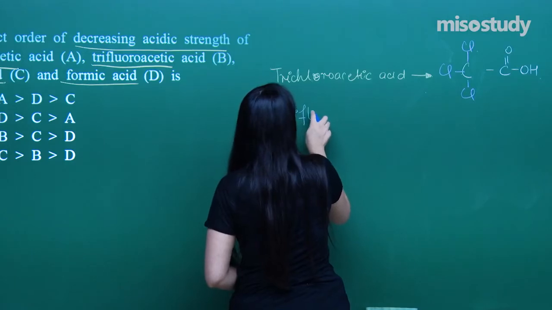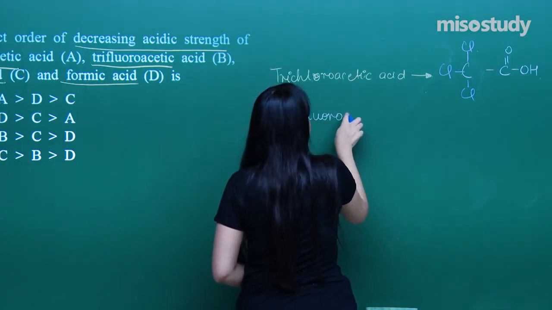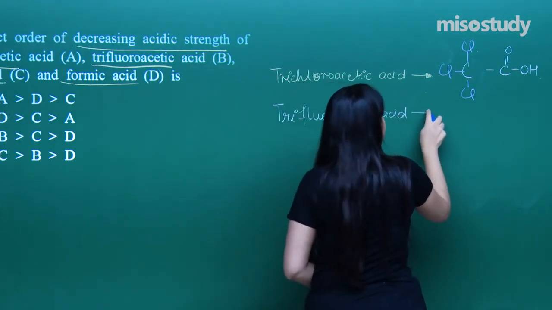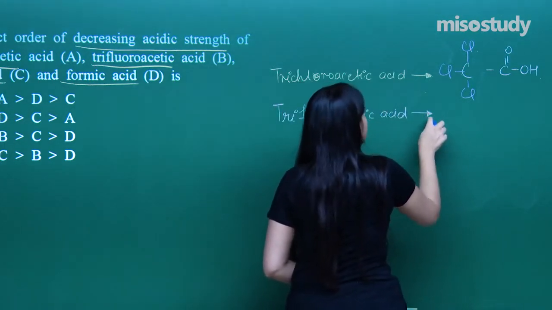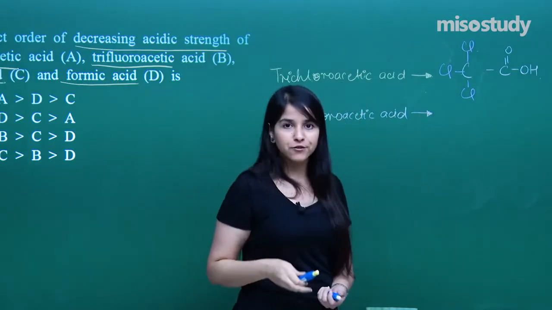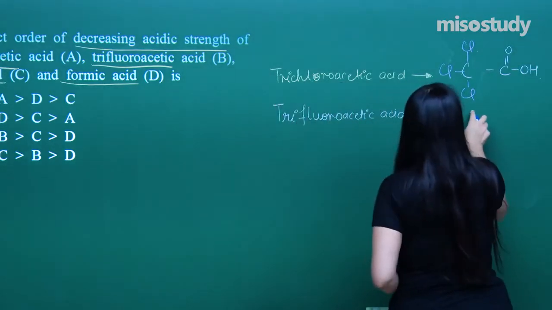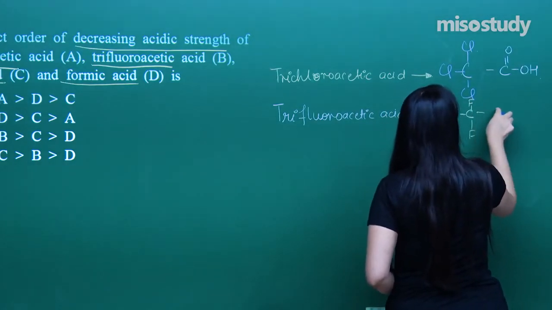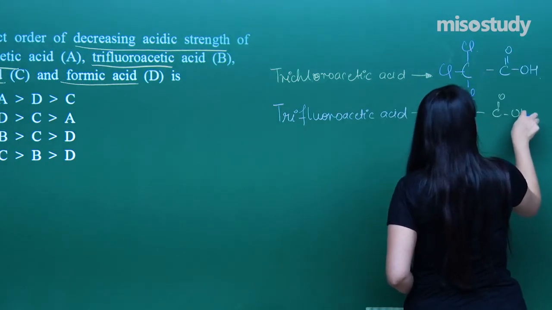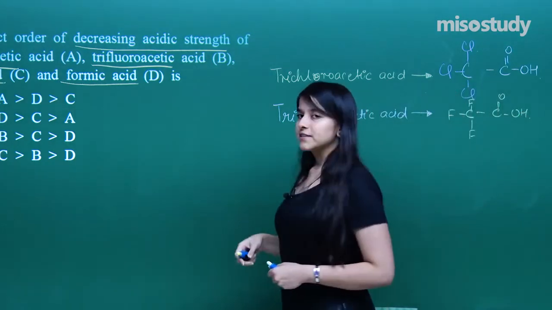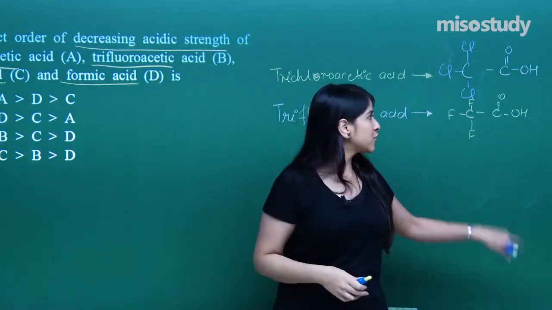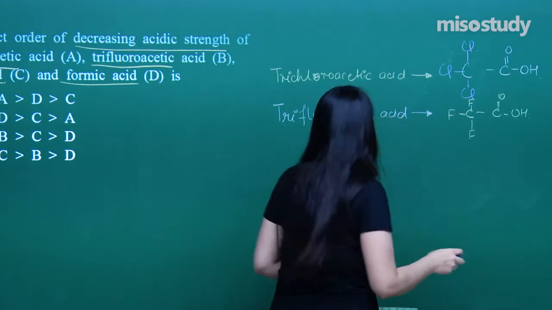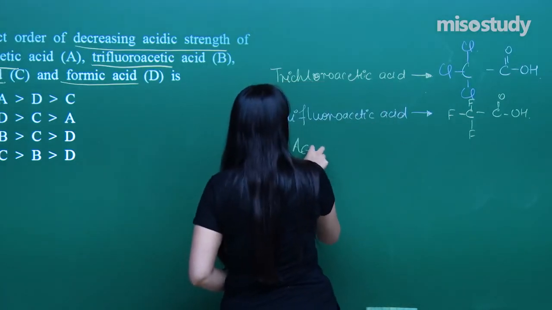Trifluoroacetic acid. Again, the similar kind of a structure, but here I would be replacing the hydrogens with 3 fluorines. So the structure would be like this, 3F. So while drawing the structures, you may have got to know that what actually we are looking on to. We are looking on to the attached groups over here. These are the ones that need to be focused upon. And what next? The acetic acid we need to make.